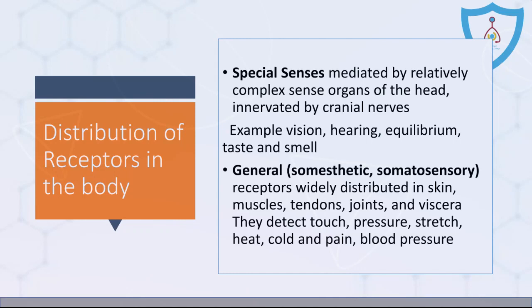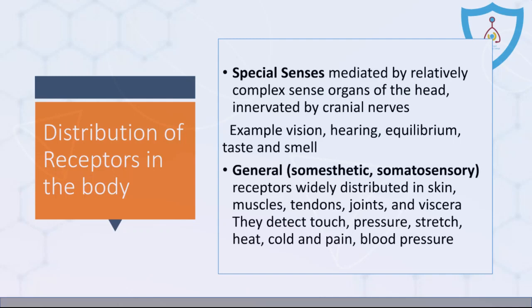Examples of these: we can talk about vision, where the organ responsible is the eye, and the key sensory nerve here is the optic nerve, which is a cranial nerve. Then we have hearing, equilibrium, sense of taste and sense of smell. All these are special senses, as opposed to general senses, or sometimes what we call somatic senses. These are widespread and found in the skin, muscles, tendons, joints, viscera, and many other sites of the body.